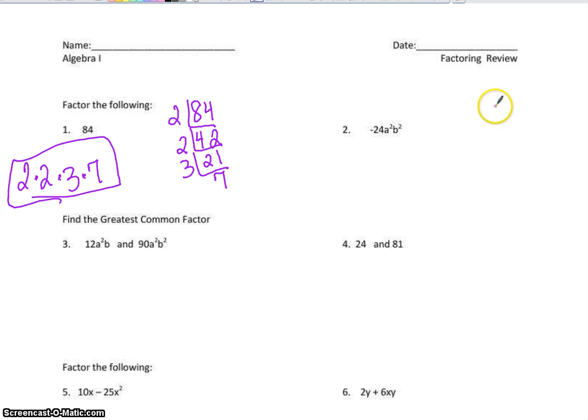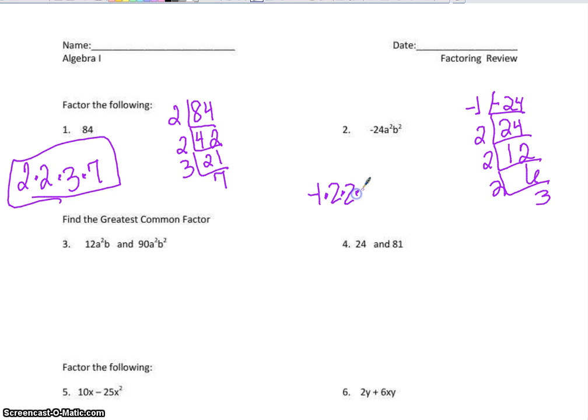For negative 24, you're going to start by taking care of that negative, so you're going to divide by negative 1. Gives you 24. It's an even number. Divide by 2, and you get 12. Still even. Divide by 2, and you get 6. Still even. Divide by 2, and you get 3. So for the number part, it's negative 1 times 2 times 2 times 2 times 3.